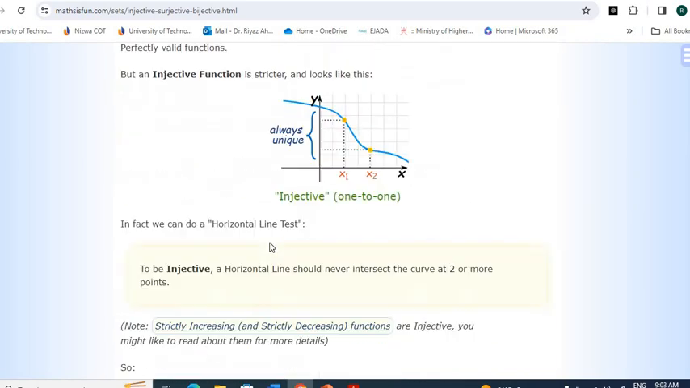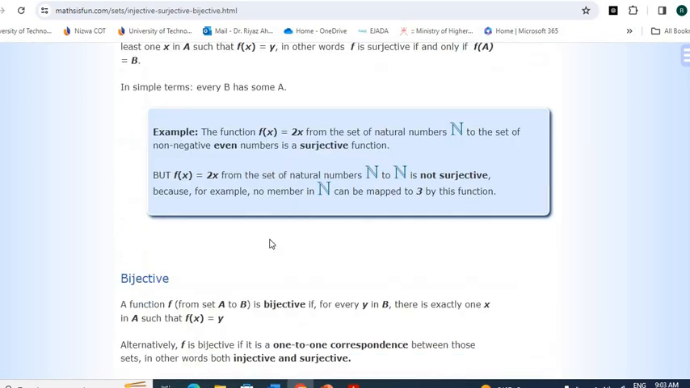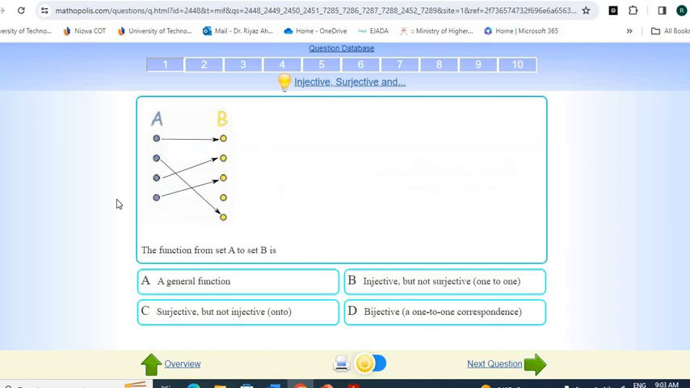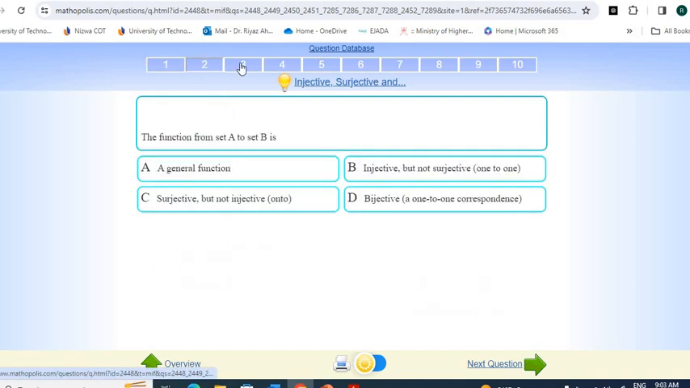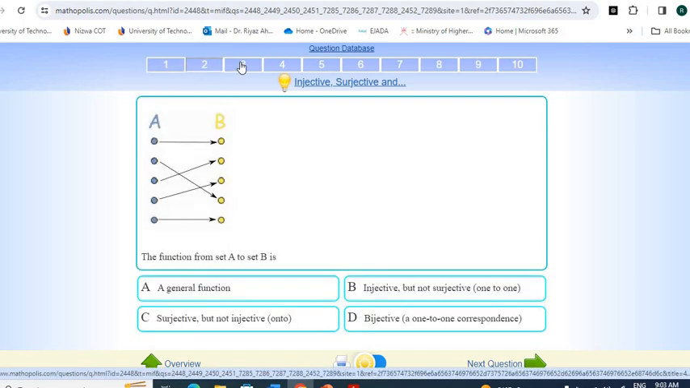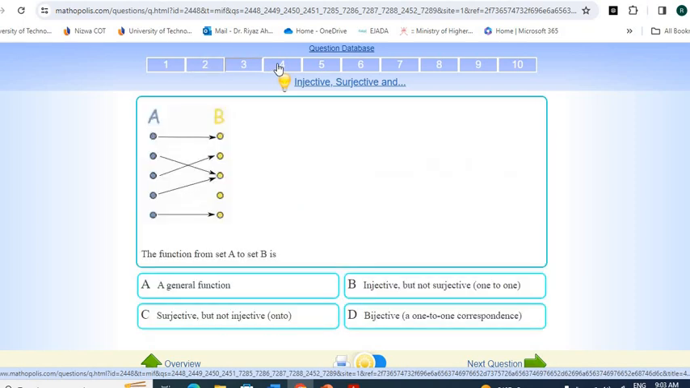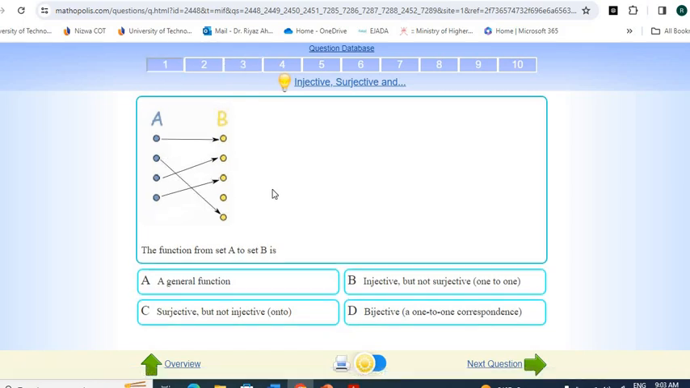On the basis of that, check by yourself whether it is a general function, surjective or bijective. You can check using Math Is Fun. Practice. If you want to be more confident, then you can check here. So I'm going to check that one.